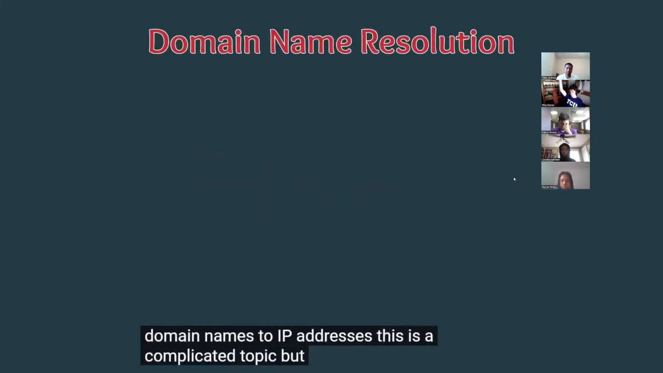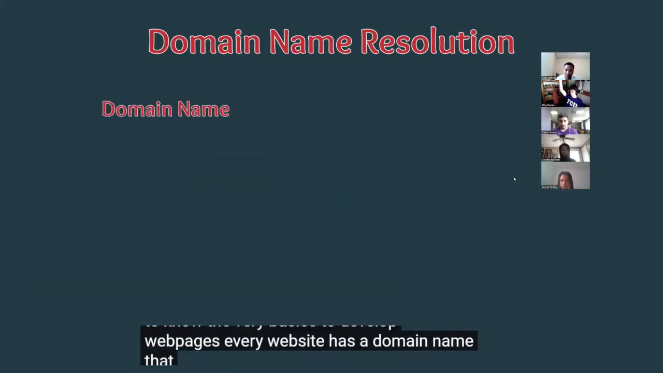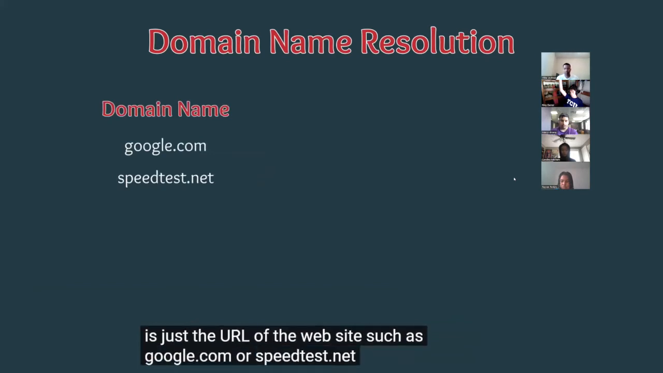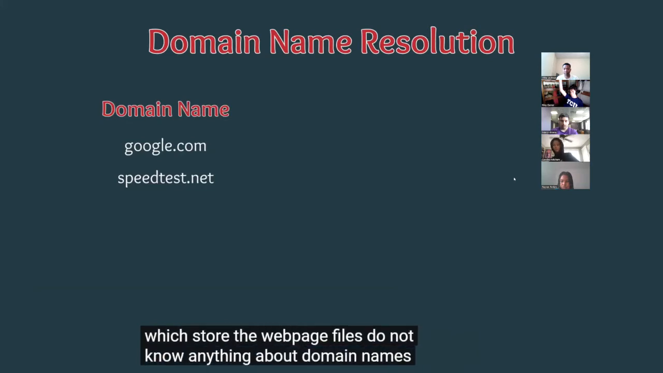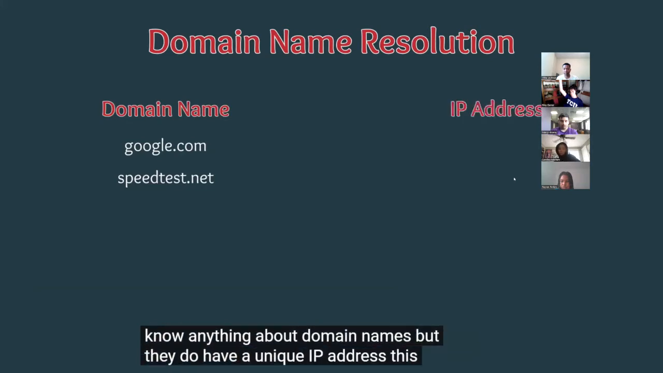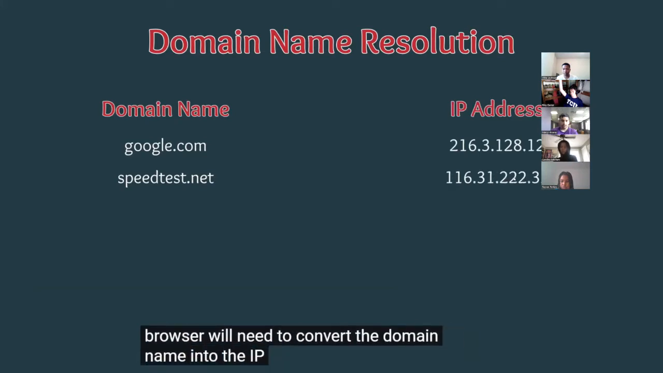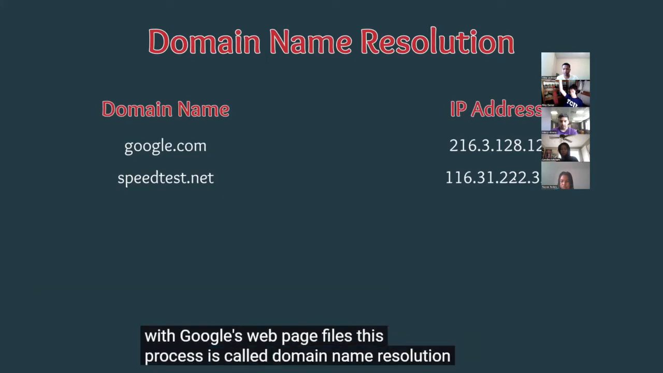This is a complicated topic, but you will only need to know the very basics to develop web pages. Every website has a domain name that the website is accessible at. This is just the URL of the website, such as google.com or speedtest.net. Servers, which store the web page files, do not know anything about domain names, but they do have a unique IP address. This means that to access google.com, the web browser will need to convert the domain name into the IP address of the server with Google's web page files. This process is called domain name resolution.